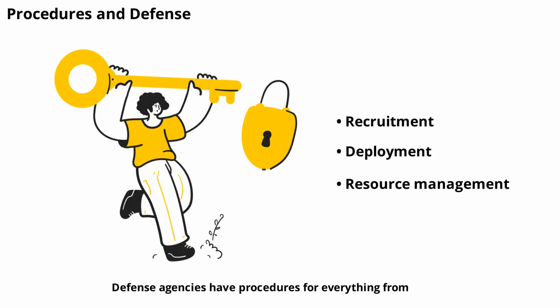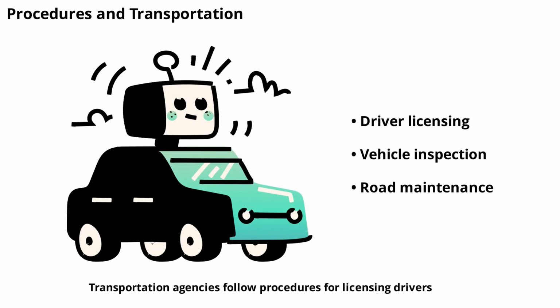Defense agencies have procedures for everything from recruiting soldiers to deploying forces and managing equipment. These steps help ensure national security and the effective use of resources. Procedures also provide oversight and accountability for military actions. Transportation agencies follow procedures for licensing drivers, inspecting vehicles, and maintaining roads. These steps help keep transportation systems safe and efficient. Procedures also provide a way to address complaints or accidents.